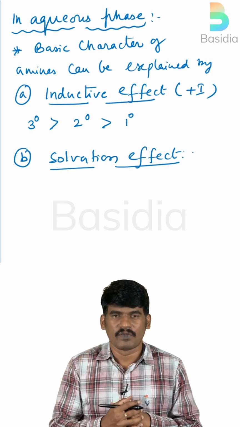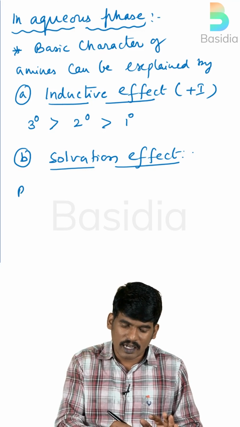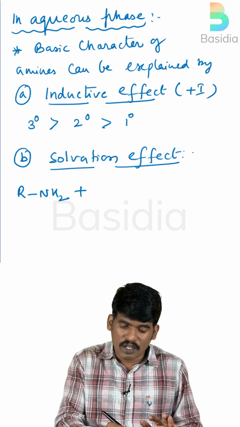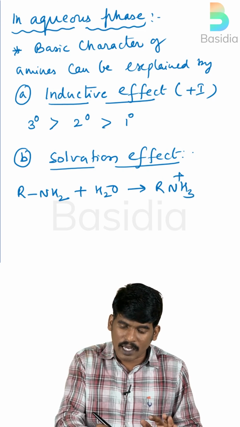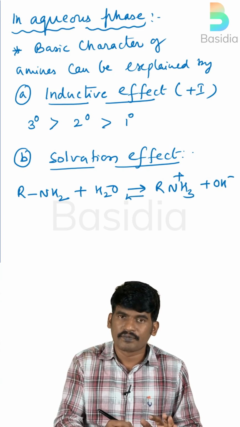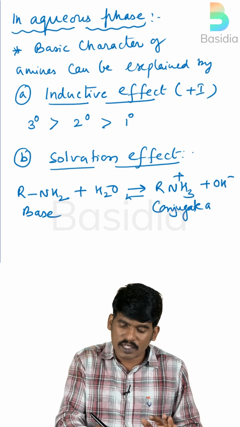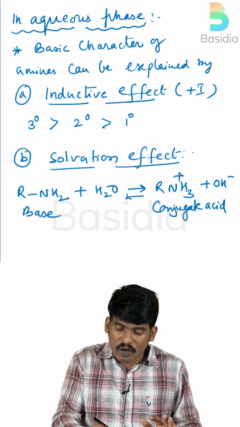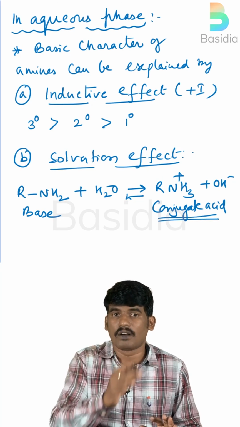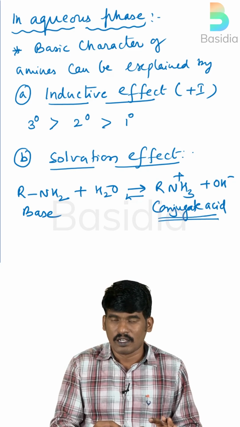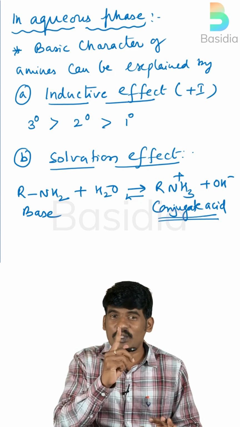Water is a solvent. That solvent has the ability to form hydrogen bonds. What I mean to say is, RNH2 I have taken, if you dissolve it in water, then it forms RNH3 plus and OH minus. If this is a base, RNH3 plus is an example of a conjugate acid, right? If this conjugate acid is stabilized by any means, the corresponding base is stronger. That's a stronger base. And here in aqueous solution, this conjugate acid is stabilized by hydrogen bonds.